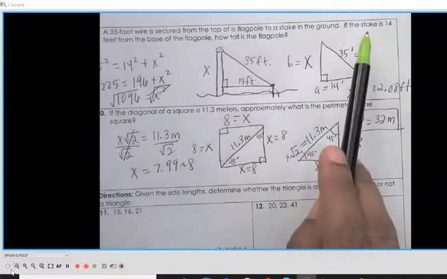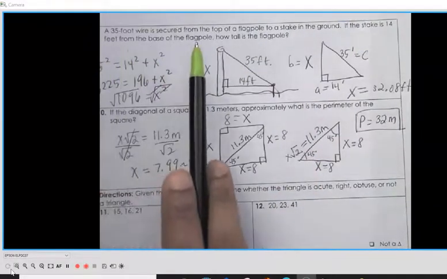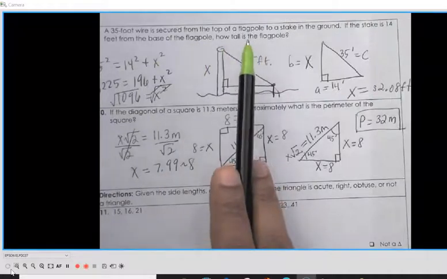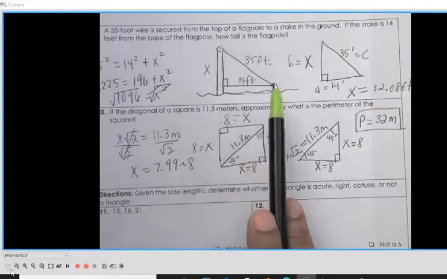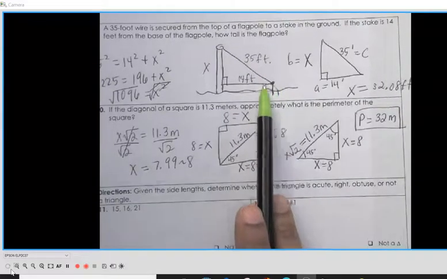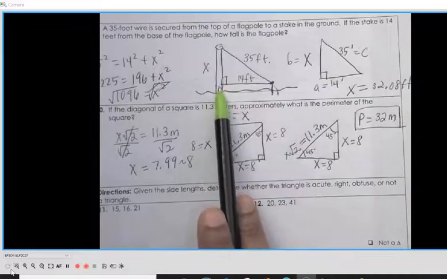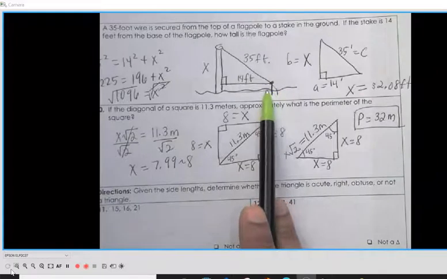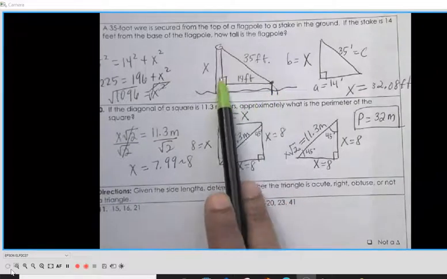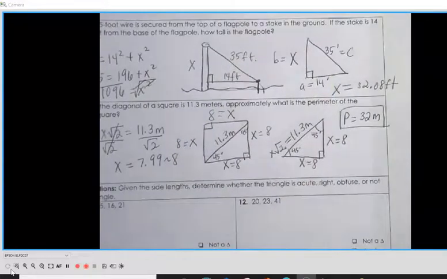Now it says if the stake is 14 feet from the base of the flagpole, how tall is the flagpole? So again, there's the flagpole, there's the 35-foot wire, and they said the stake to the base of the flagpole is 14 feet. So I just redrew this triangle. Again, I could have brought this a lot closer down to the ground and got something more realistic, but we're good. It's straightforward.